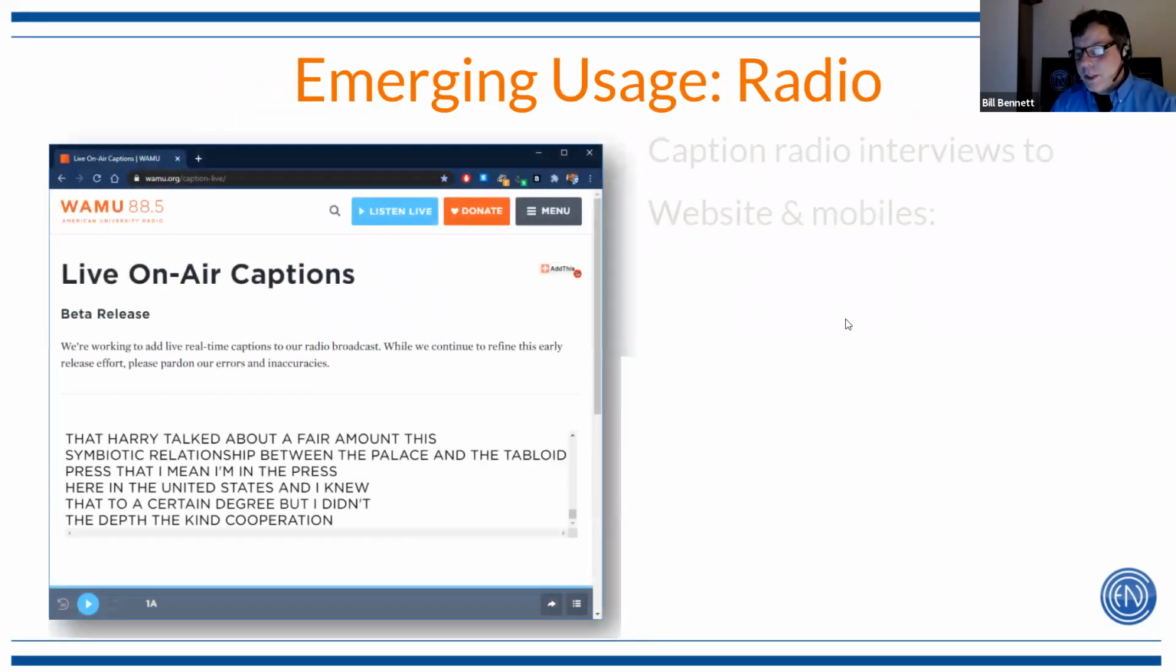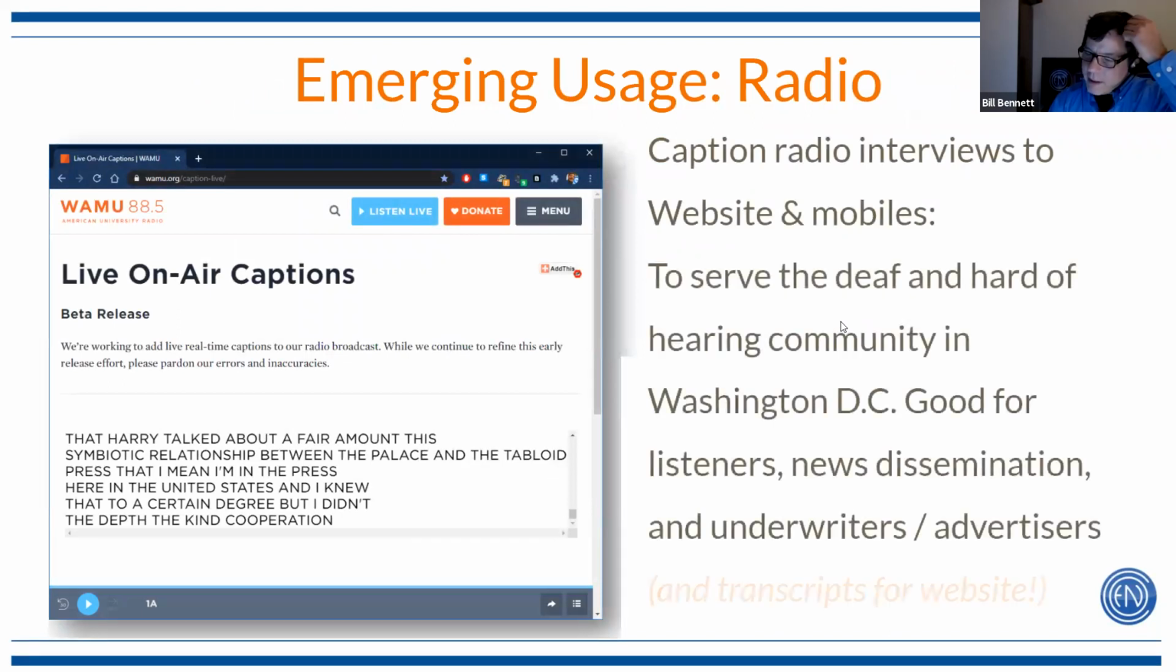Oh, and I did mention radio. That's right, I forgot I added the slide. This is live now. I don't exactly know what the programming is at this minute, but it should be up now if you go to wamu.org/captions-live. And I just got to say that was pretty neat what they're doing there.